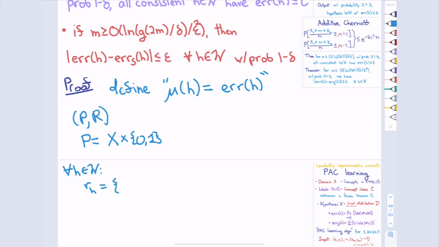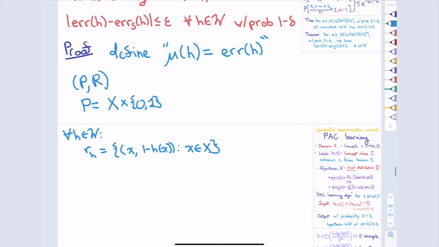which is going to be the set of points X and then 1 minus the label, over all points X. This is a little bit funky. It might have been more natural to identify a particular hypothesis with X and its label, but we're going to do the opposite: X and the opposite of its label. 1 minus H of X just turns a 1 to a 0 and a 0 to a 1.